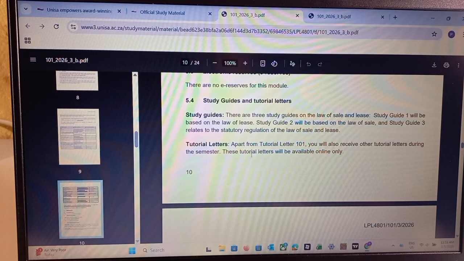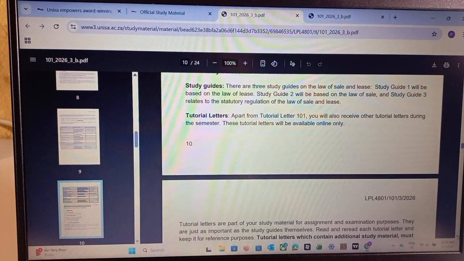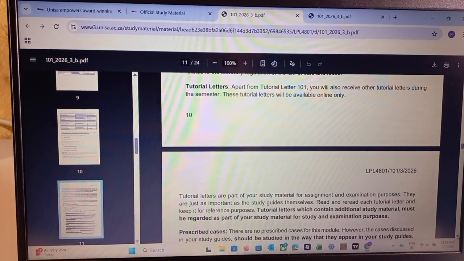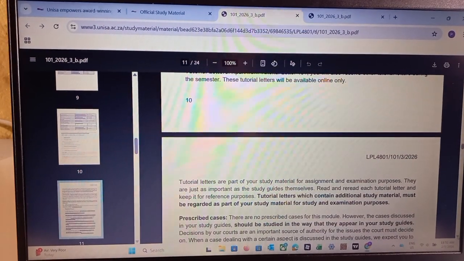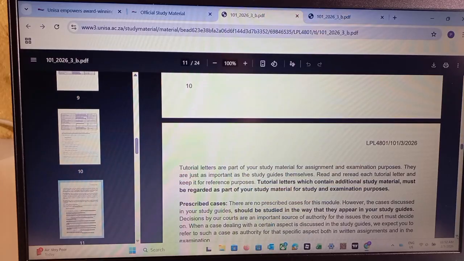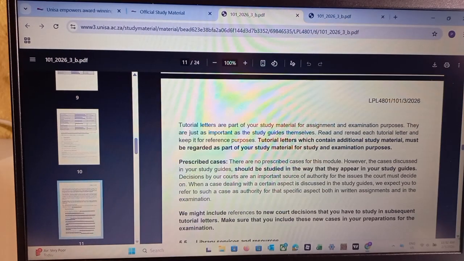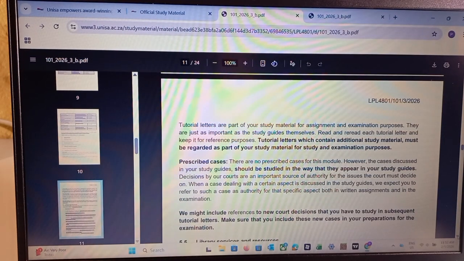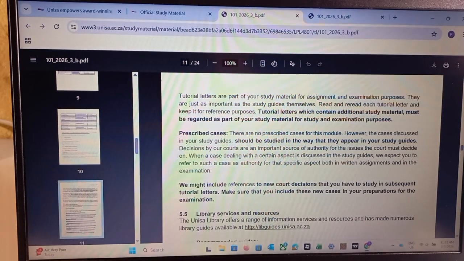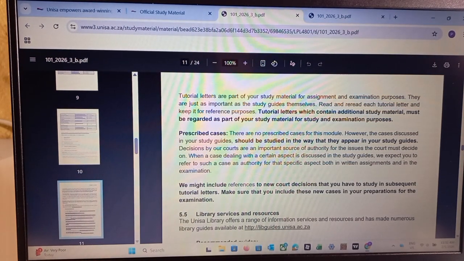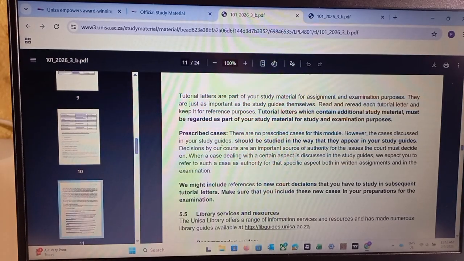Okay, then tutorial letters. Apart from tutorial letter 101, you also receive other tutorial letters during the semester. These tutorial letters will be available online only. So please take note that I've only received tutorial letter 101, the one that we are reading just now. I'm sure tutorial letter 202 comes with a feedback after the first assignment. Yeah, I think so. And then this is all about tutorial letters and prescribed cases.